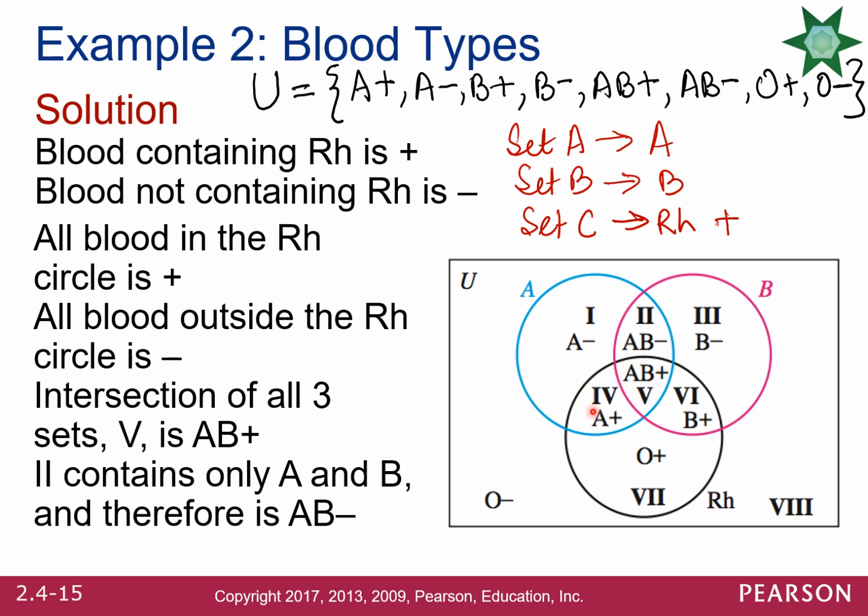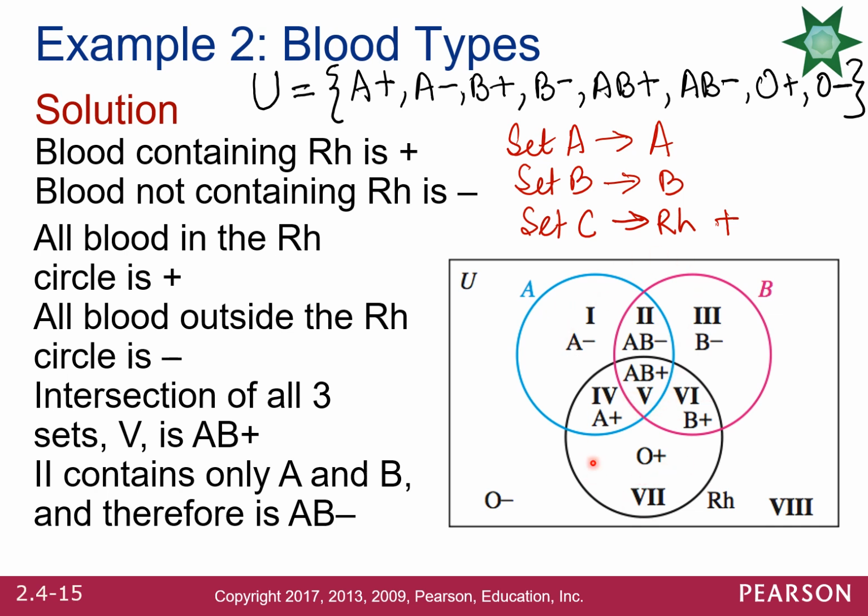Let's look at region 4, which intersects with A and with Rh positive, right? So that would make it A plus. So region 4 will contain the blood group A plus. Now, region 5 intersects with all three circles. So it has A, it has B, as well as Rh positive. So region 5 is the common intersection between sets A, B, and C.